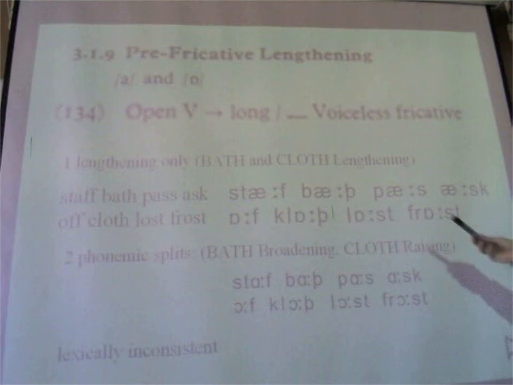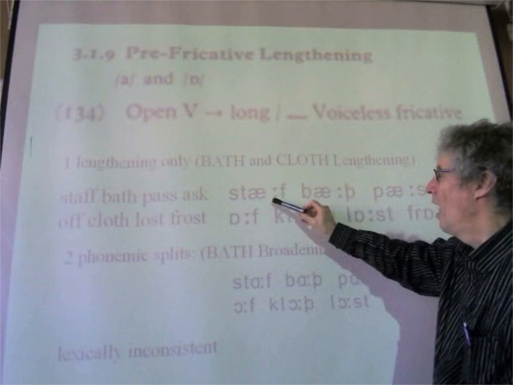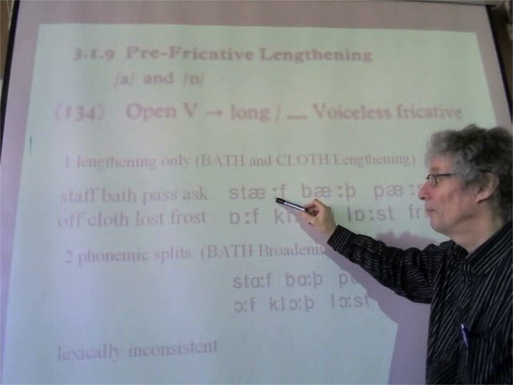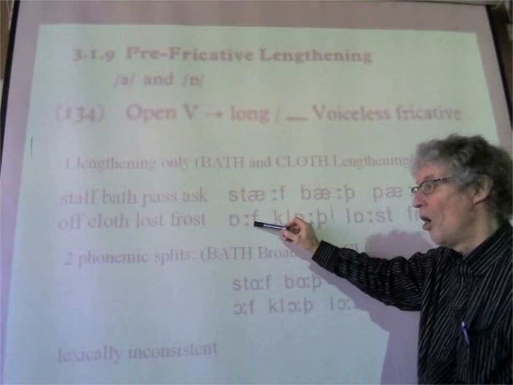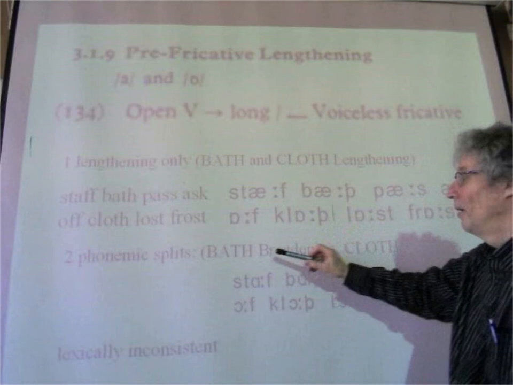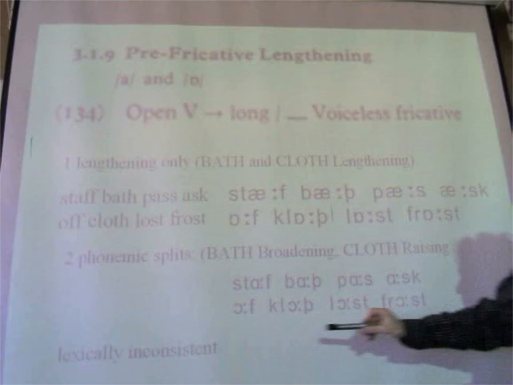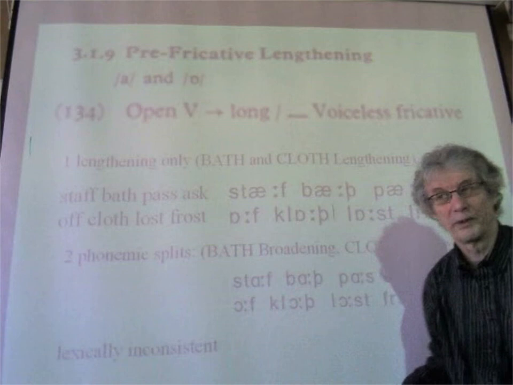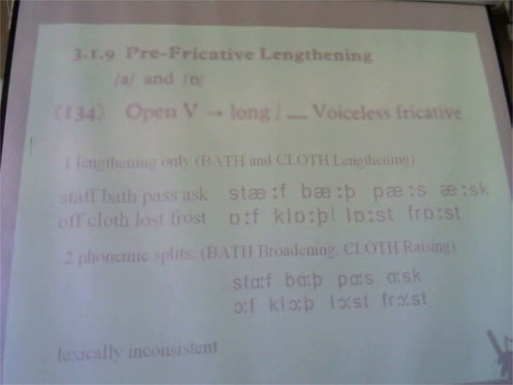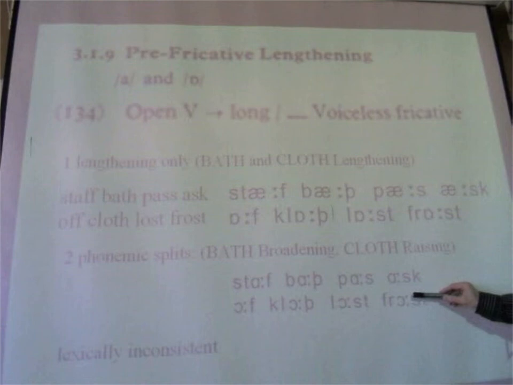Later you get a complete phonemic split. That is to say that the long vowel changes its quality, so that staff becomes staff, and off becomes off, so that you get bath broadening and cloth raising: staff, bath, pass, and ask, and off, cloth, lost, and frost. And it's lexically inconsistent. It doesn't work with all words, but that's the sort of thing that was happening at the beginning of the 20th century, about exactly 100 years ago. This would have been the situation in RP. You'd have off, cloth, lost, and frost.